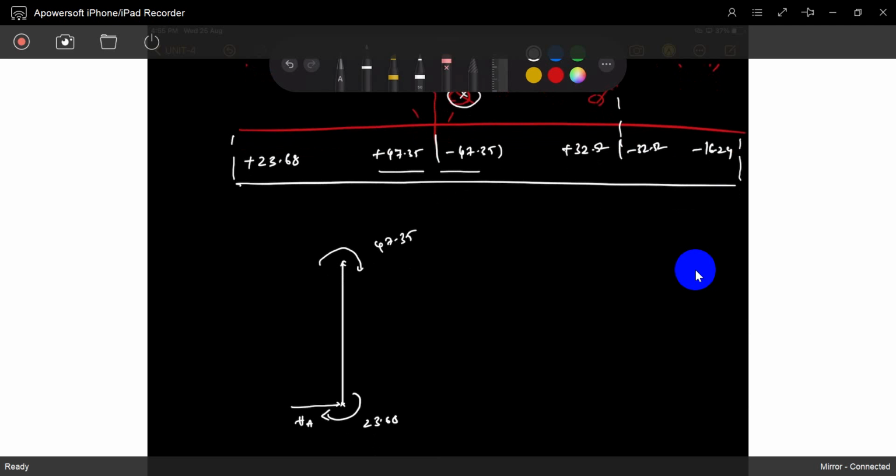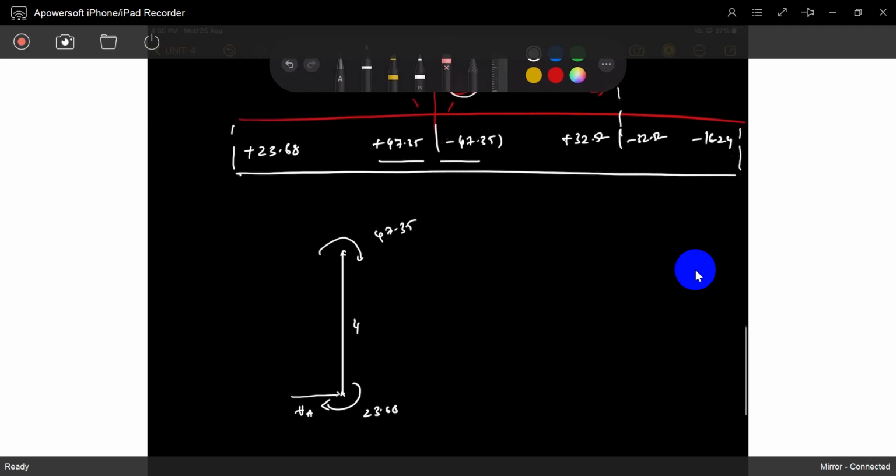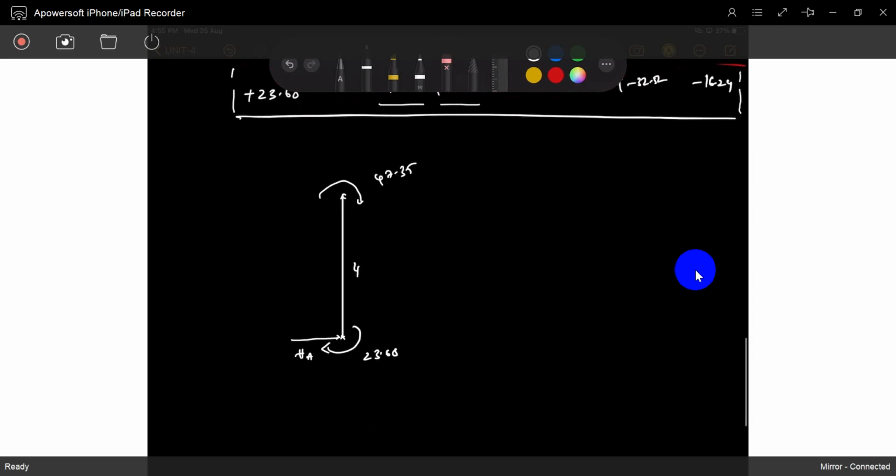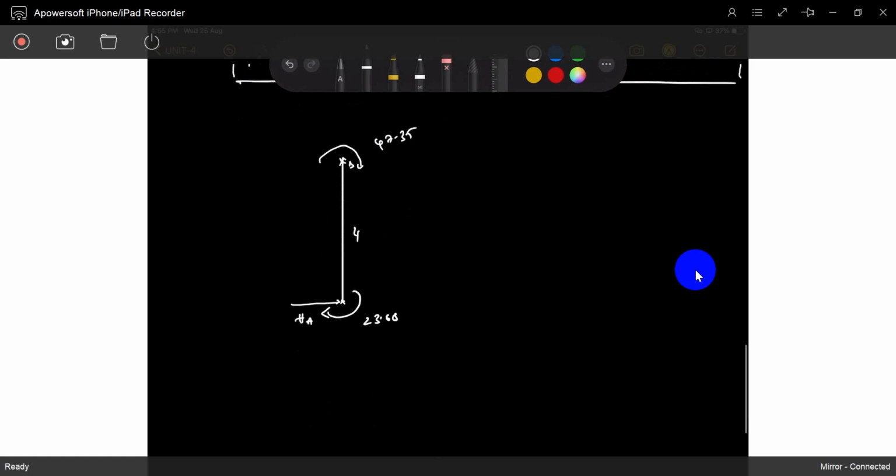So there is no other loading, yes? There is no other loading. How much height is there? 4 height. Just check it. Write down the moment at B equal to 0. So write down HA multiplied by 4 minus 23.68, same thing, minus 47.35 equal to 0.